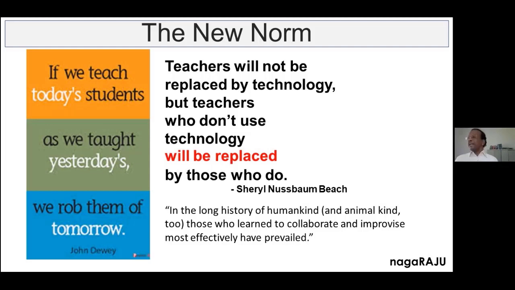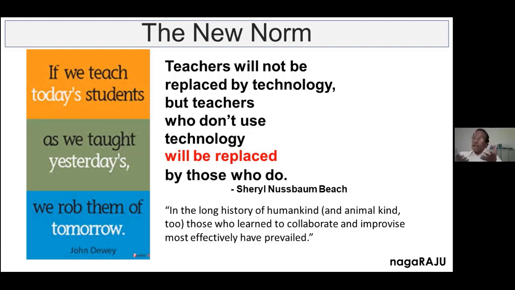But the threat is not from the technology, but from somebody who knows technology better than I do. There is a younger, more competent, and more updated teacher, resource person in my college or somewhere, who is a threat to me because I have not updated myself. So the threat is not from the technology, but from other competent teachers.